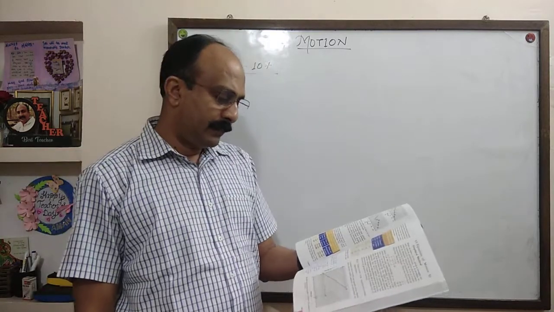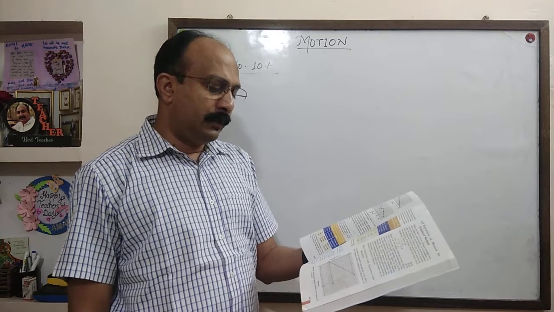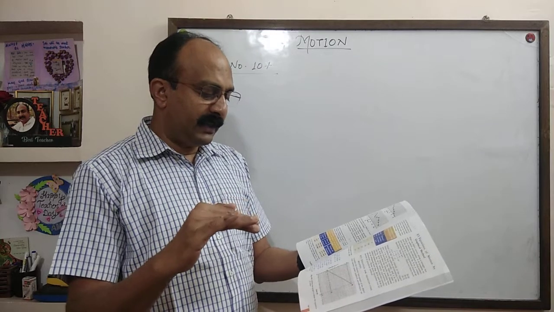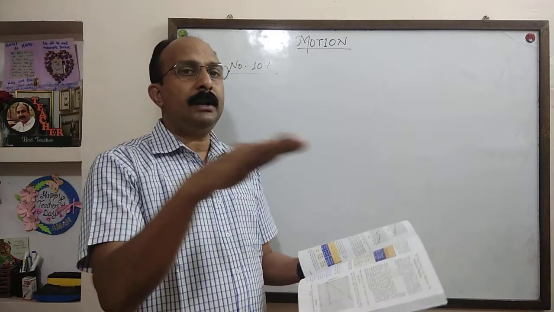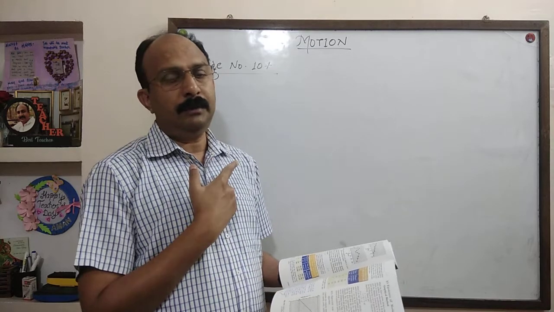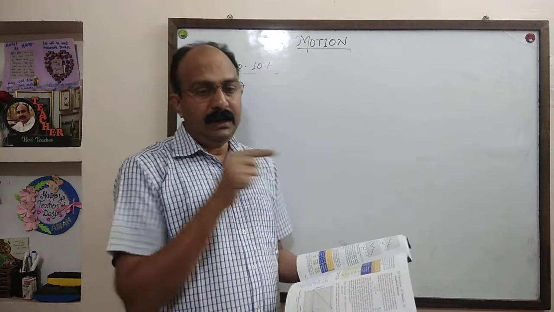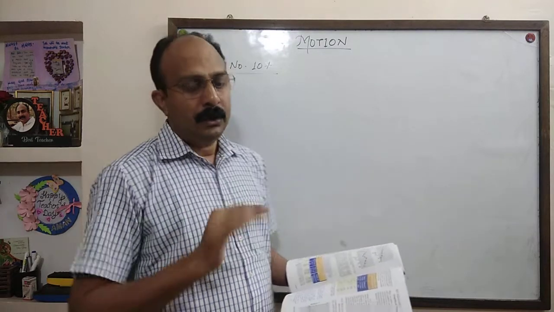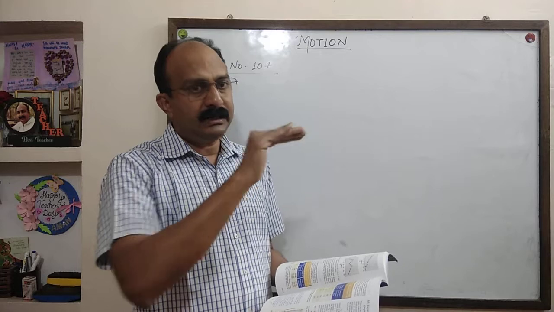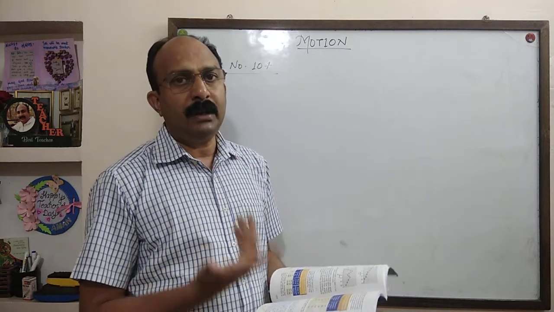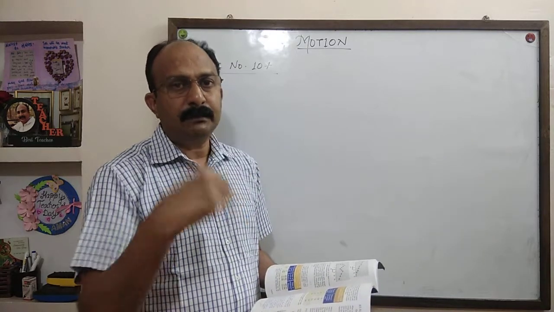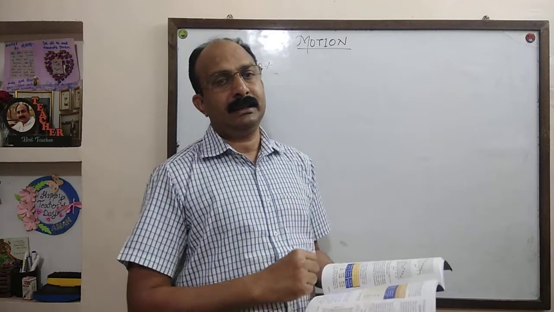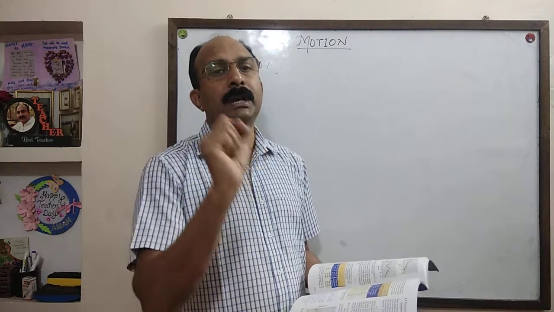Question number 2. What can you say about the motion of an object whose distance time graph is a straight line parallel to time axis? Already taught in my previous class. If the distance time graph is a straight line parallel to time axis, what does it mean? Only time is increasing, distance is constant. When will it happen? When the body is at rest. So the answer is body at rest.